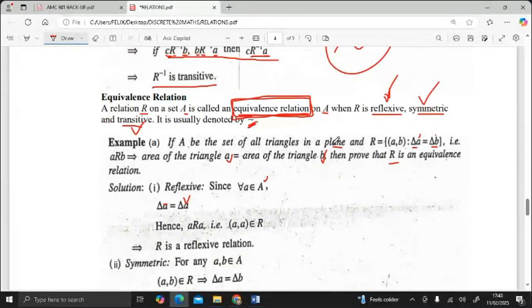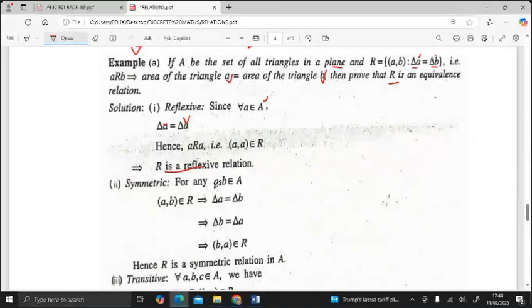Here, we must show reflexivity. Every triangle's area is equal to the area of the same triangle. So a triangle is related to itself in this case. The area of triangle A is no different from the area of triangle A. The members of A are just triangles, since this is the set of all triangles in a plane. Therefore, we conclude that R is reflexive, and we are done with the first property, reflexivity.